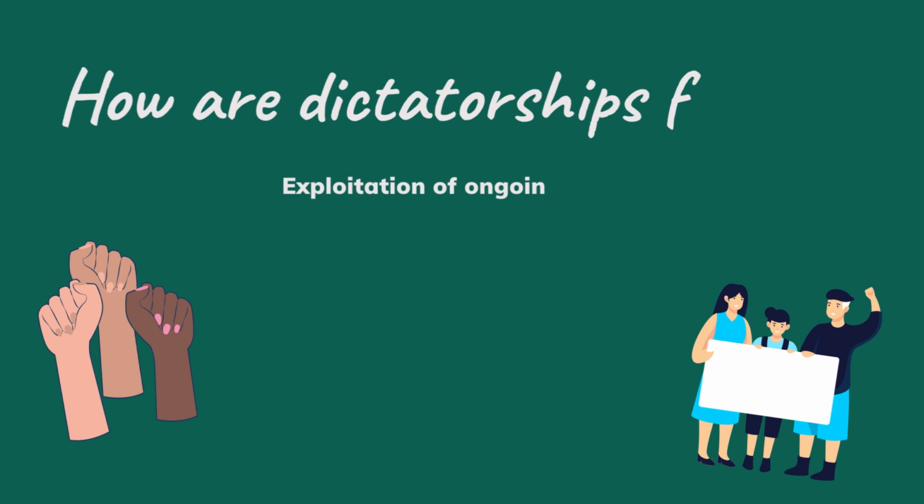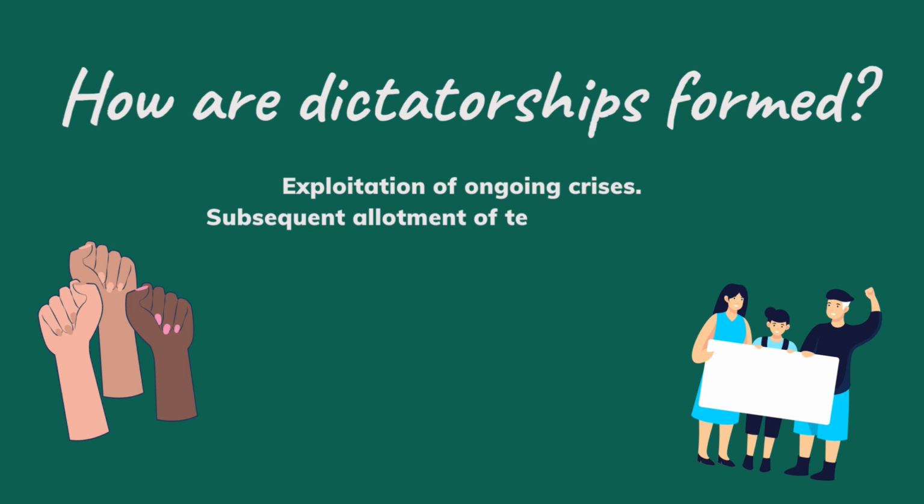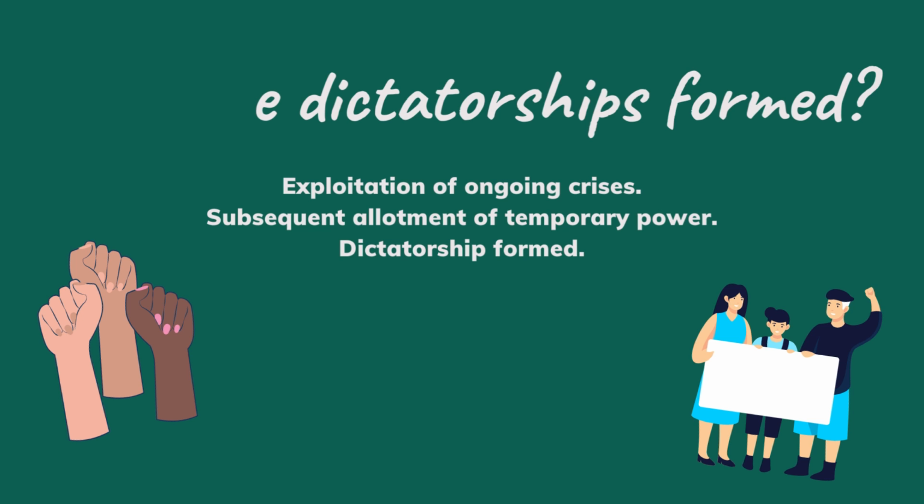How are dictatorships formed? A dictatorship is formed by exploiting ongoing violence, that is, economic, social, or political crises. In such cases, the current government, that is, the government before the dictatorship was formed, allots temporary power to certain individuals, that is, the to-be dictators, to aid the government in managing the crisis. The individual then exploits his or her power and topples the government to create a new dictatorship.